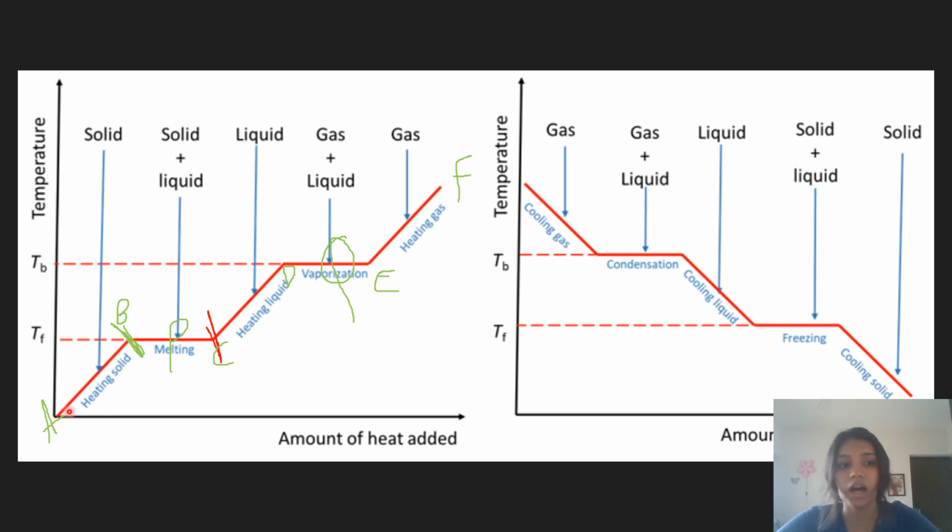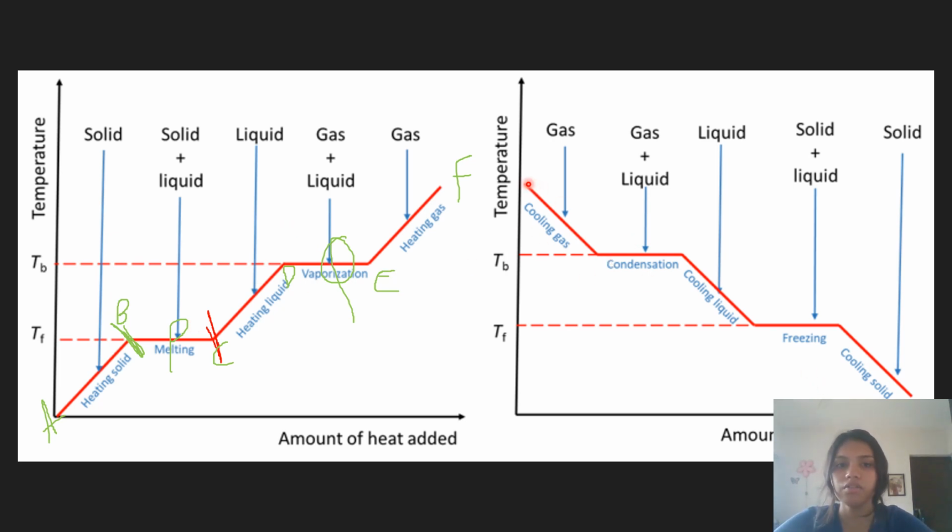And okay, you have to know, if you're starting with a solid, the first horizontal line that you see on a heating curve is going to be melting, and the second horizontal line that you see is going to be boiling. But if you start a heating curve with liquid, the first and only horizontal line is going to be boiling. Okay, you need to know that.